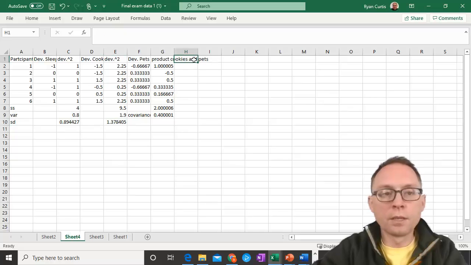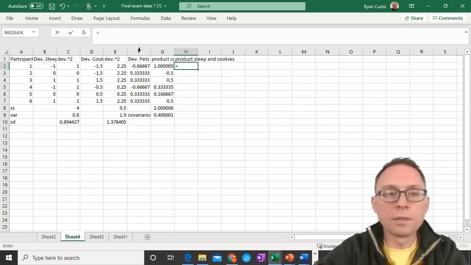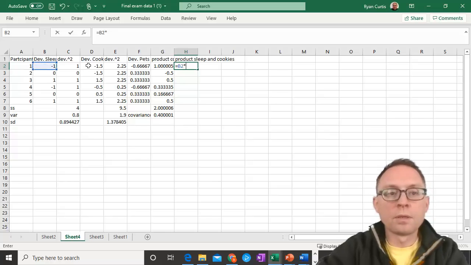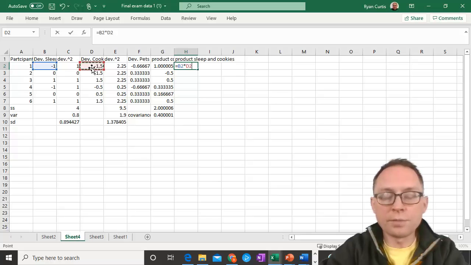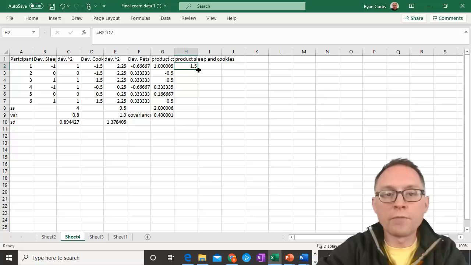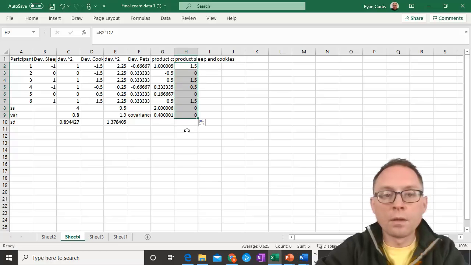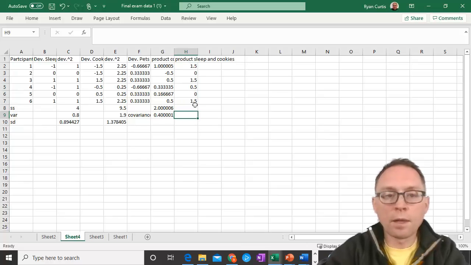So what we're going to do next is get the covariance. Remember, to do the covariance, we need the product of the deviations of sleep and cookies. So that is the deviations, not the deviation squared. So it's this times this. The deviation of sleep time, the deviation of cookies. We're going to do that for each of them. Those are the original 6 right there. Then we're going to add them up.